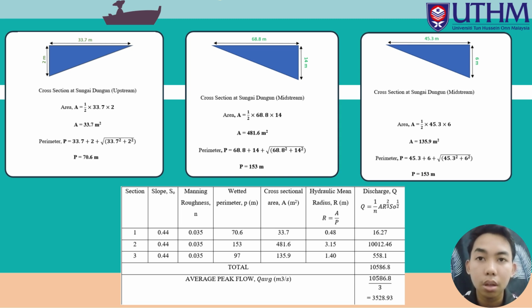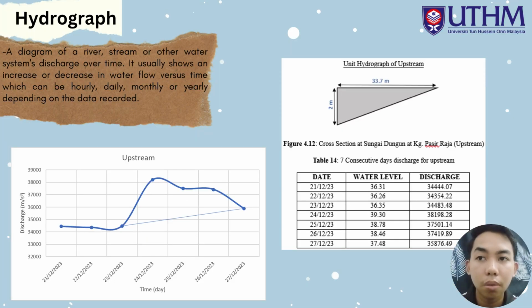Using the formula for the Manning equation, which is discharge Q, we get 60.27, 10,000, 12.46, 558.1, and the total we divided by 3 to find the average peak flow, and we get 3,528.93. Next, the hydrograph. A hydrograph is a diagram of a river, stream or other water system's discharge over time.